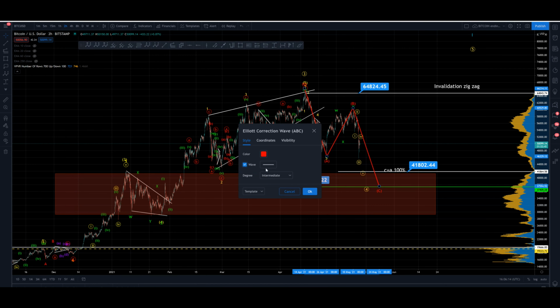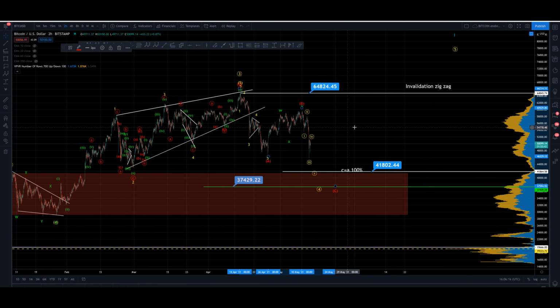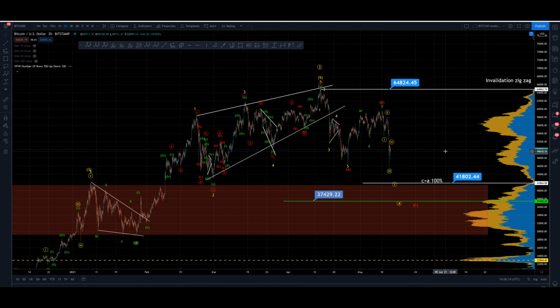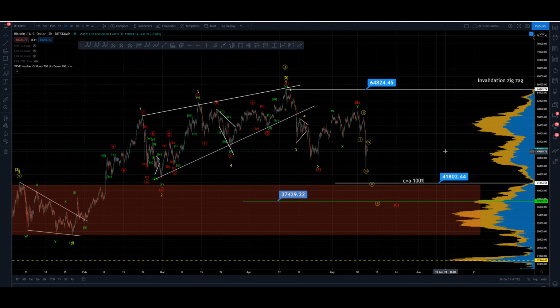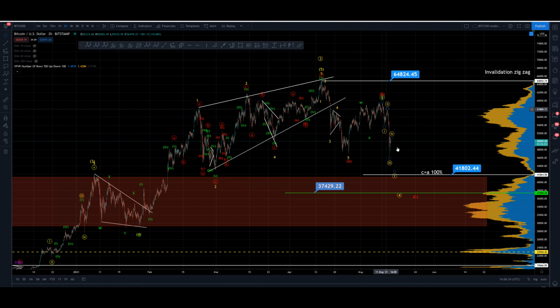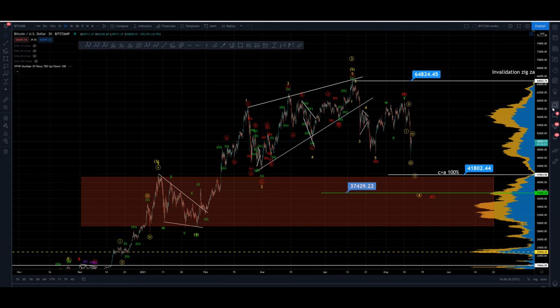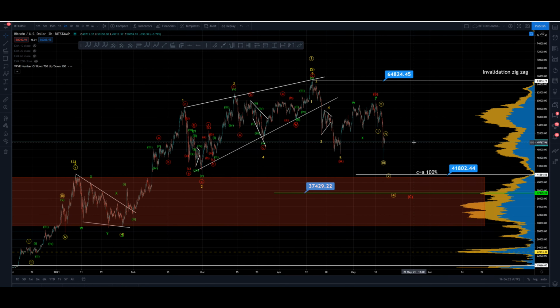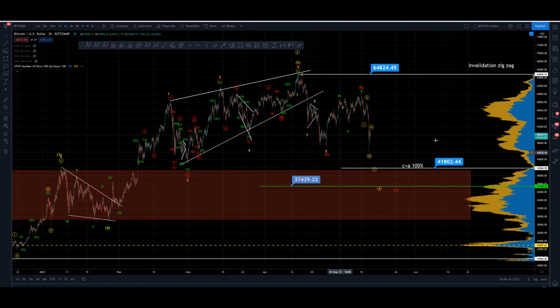This was backing up our previous count for several months, and this is now the one we're going to follow until proven otherwise. So we've peaked out in an ending diagonal. We're looking for a big 3-wave move down. We don't think it's done yet. It could go deeper. It's possible that it's done and that there's some other count going on here that I can't see or have yet to discover.